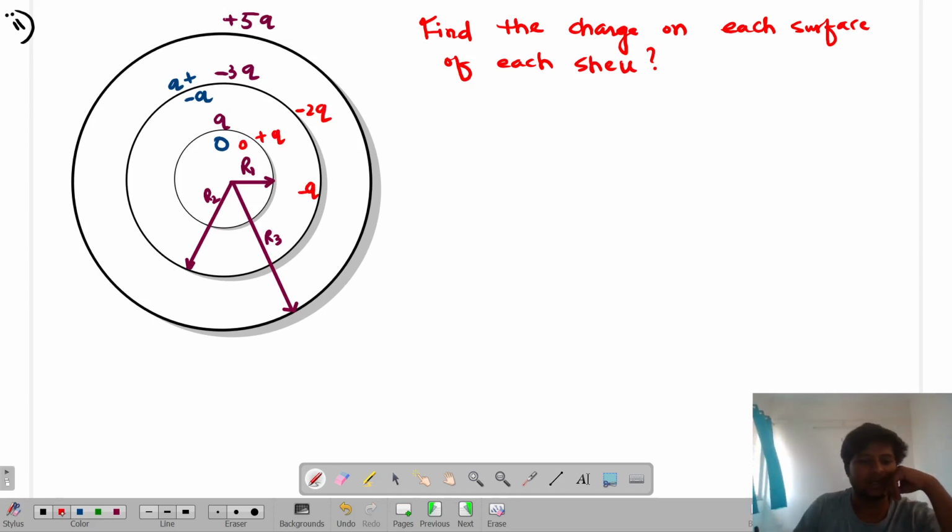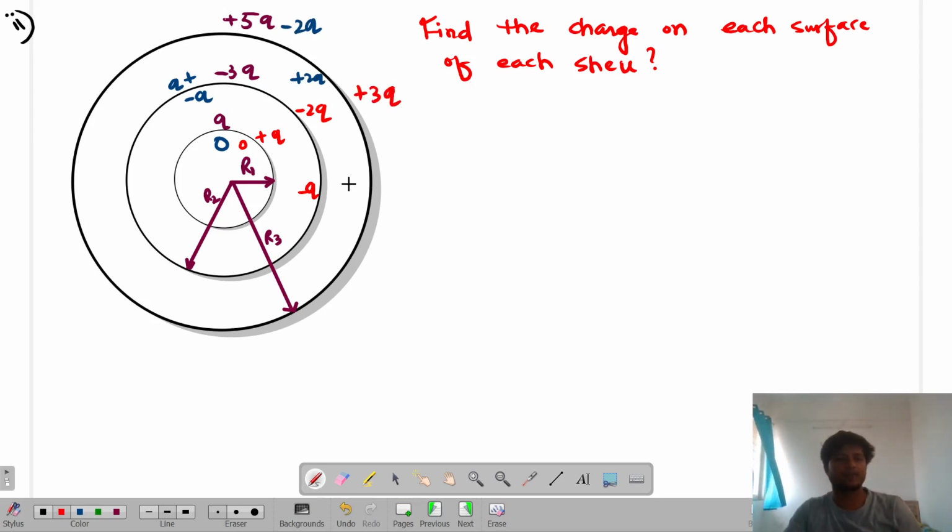Is that clear? Now I'll deal with the minus 2Q to the other side, isn't it? Minus 2Q will develop plus 2Q over here on the third inner surface. Is that clear? And here plus 5Q is already there. So minus 2Q will develop or not? So the net charge is plus 3Q. Is that clear? And plus 2Q on the inner region. So outer surface of the third sphere plus 3Q, inner surface plus 2Q, outer surface minus 2Q, then inner surface minus Q and plus Q and 0.